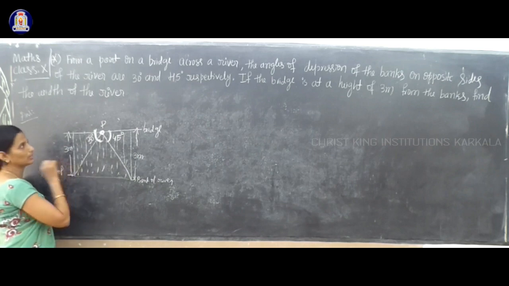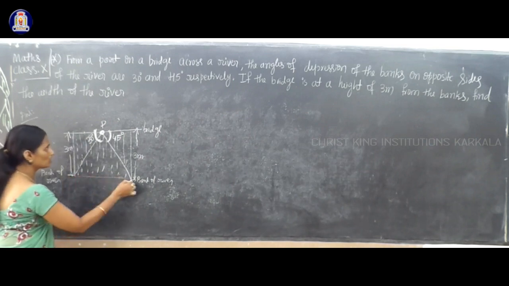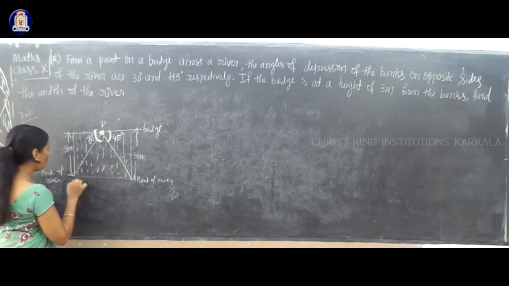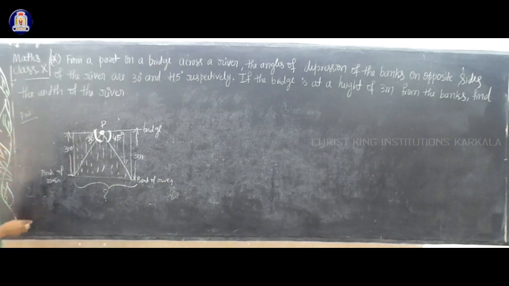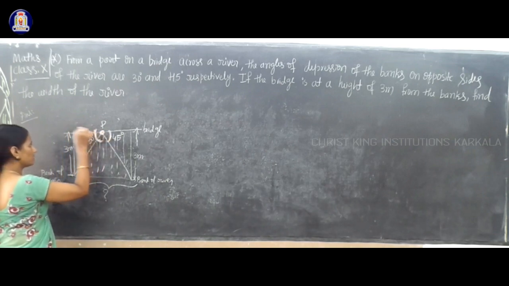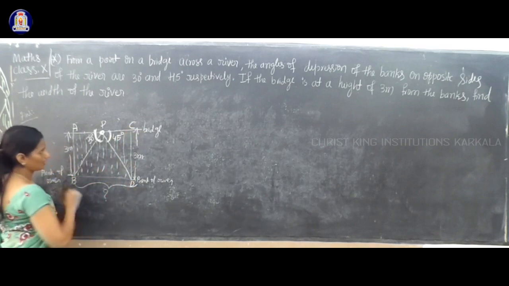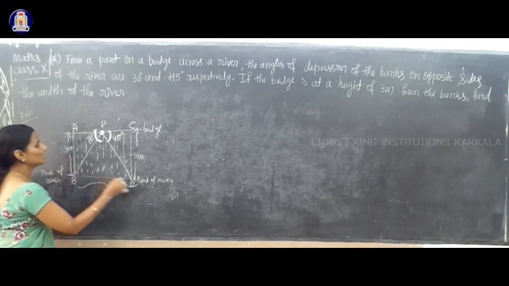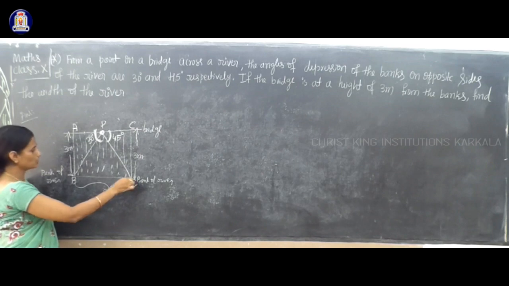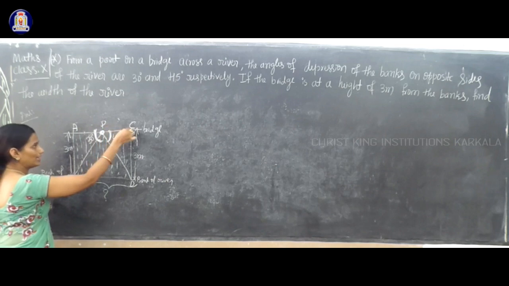From the banks, find the width of the river. So this is the width you have to find, the gap here to here. Now mark one by one. This is P, this is A, B, C, D. To find the width BD, that is equal to AC.